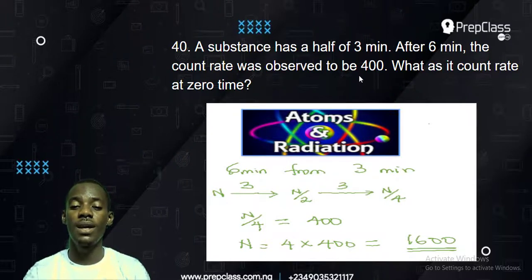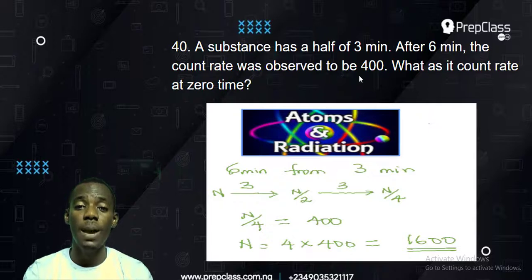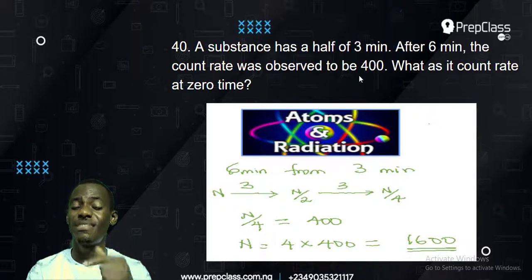If you keep going that way, it's time and breakdown, that's time and count rate. So the count rate that will give us 6 minutes, 3 plus 3 is 6, is N over 4. So you have to work with N over 4. That's N over 4 was the one that gave us 400. If you cross multiply, you'll get N equals 4 times 400, meaning 1,600, and that is how to go about it.